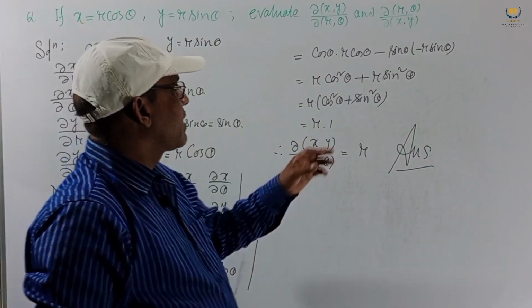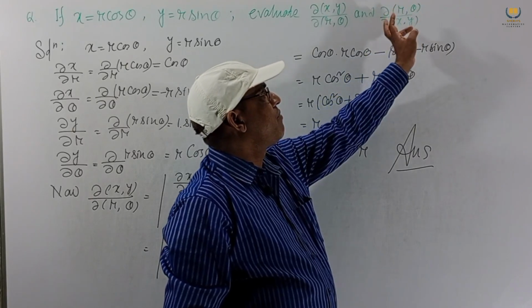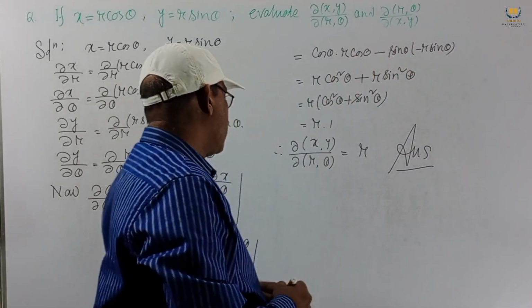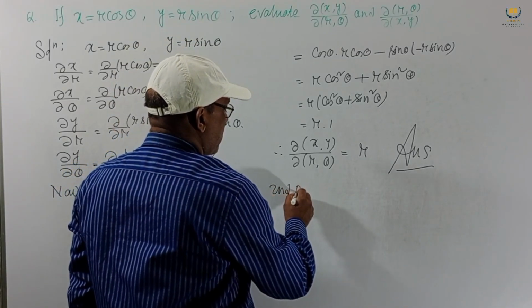Next, our requirement is del(r,theta) by del(x,y). Now the second part, you consider the second part.